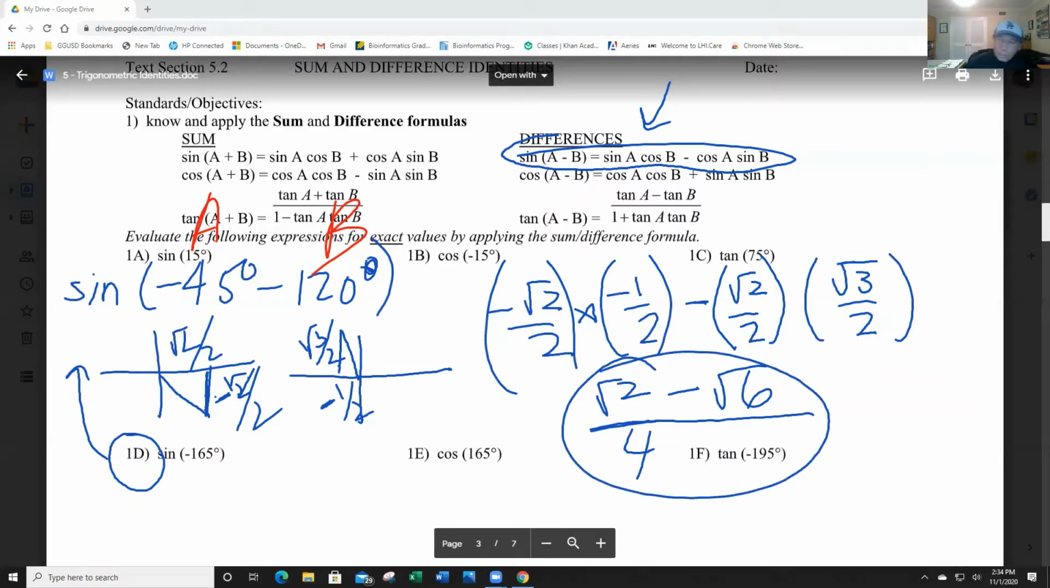By the way, that answer, if you do it, is negative 0.2588. Okay, and again, I recommend you just throwing in the sine of 15 degrees and circling that on your calculator, and you'll get the decimal, and then check the exact answer in decimal form, and you can check your own answer. It's kind of nice. Okay, so that's D. E's coming next.